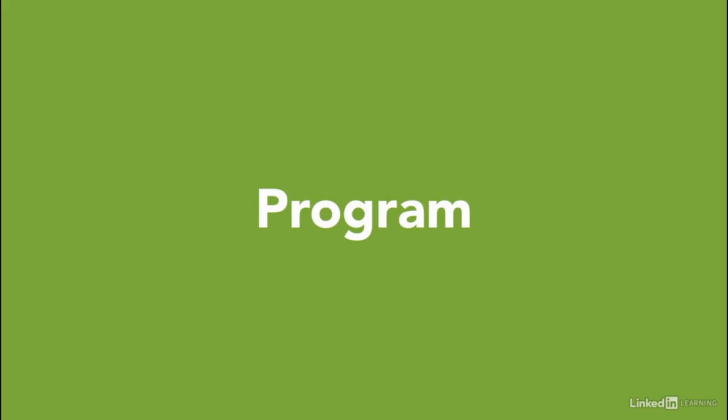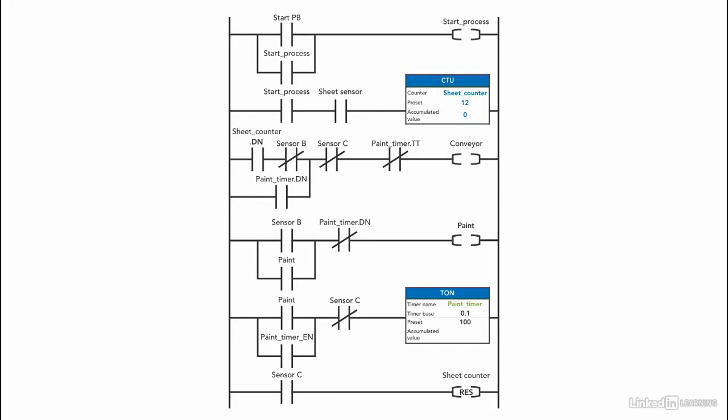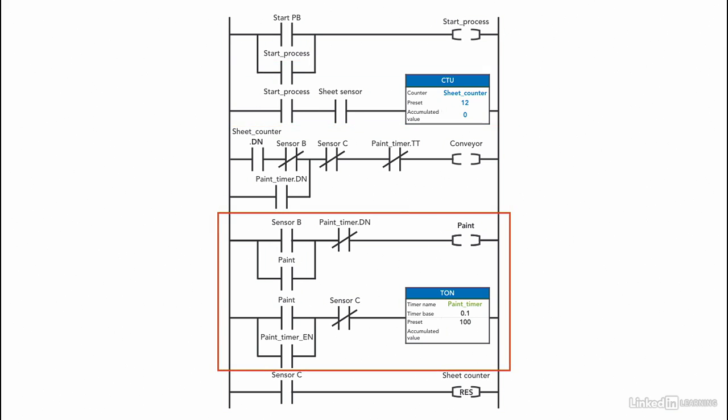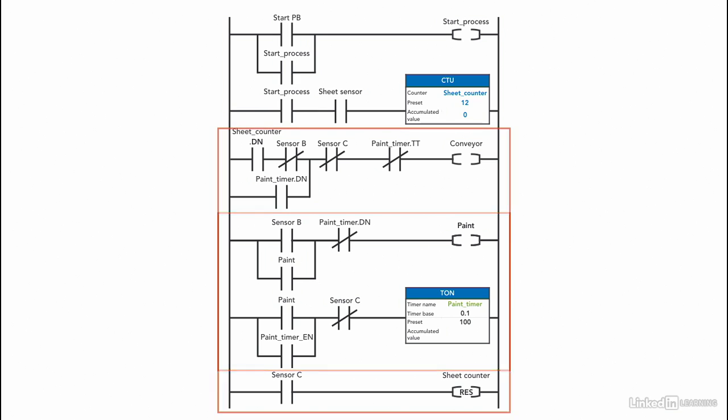So this is how the program looks so far. Start push button that starts the process. When 12 sheets are stacked, the conveyor moves to position B. Sensor B is used to stop the conveyor, and the paint is applied for 10 seconds. After painting is complete, the conveyor then moves to position C, and at position C, the conveyor stops and everything resets. So let's use the simulation software in order to see how this program works.